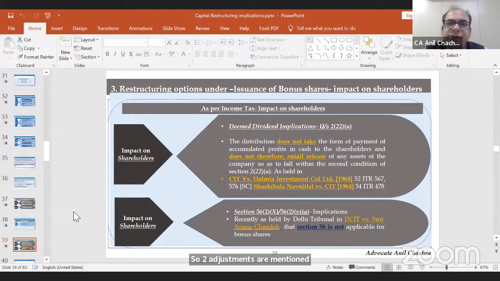Would section 56(2)(x) apply if I'm getting a bonus share? Recently, the Delhi Tribunal held in the case of Aruna Chandok that in the case of bonus shares, section 56 will not be applicable as far as the issuance of the bonus shares in the hands of the shareholders is concerned.